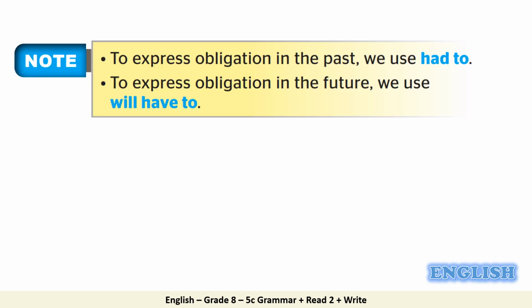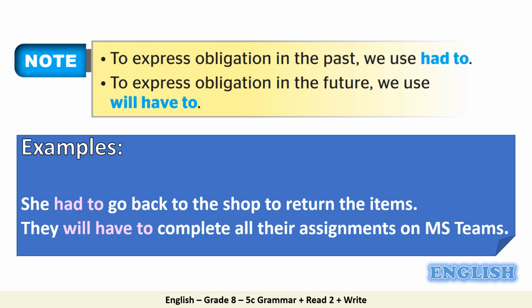In the case of expressing obligations in the past, we use had to. And to express obligations in the future, we use will have to. Here are some examples. She had to go back to the shop to return the items. They will have to complete all their assignments on Microsoft Teams.